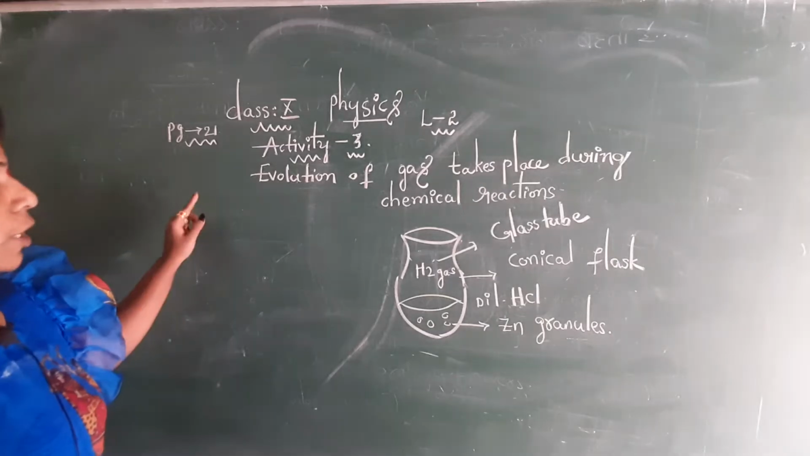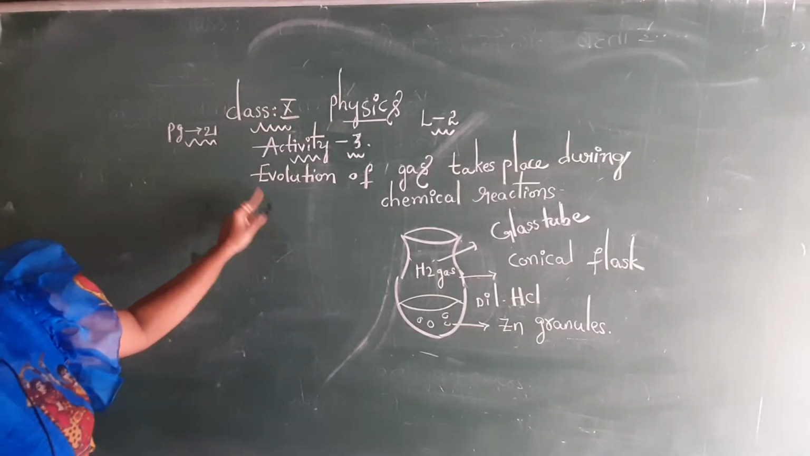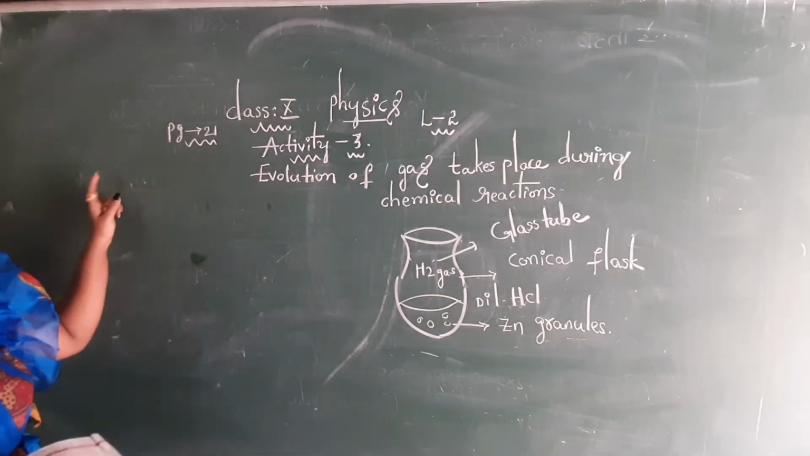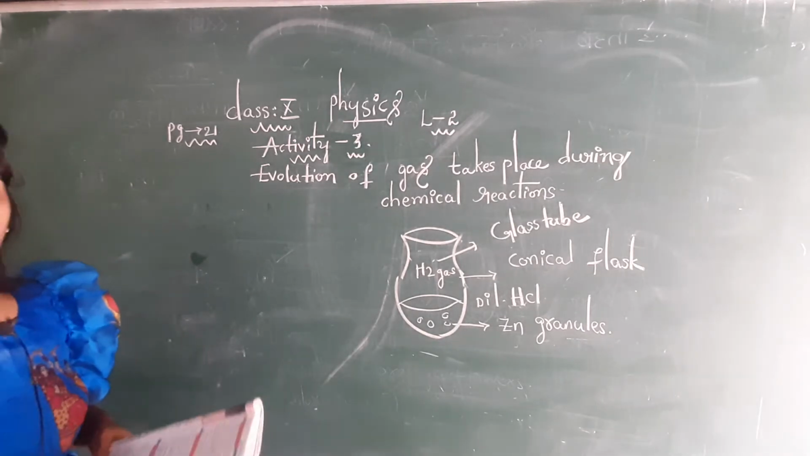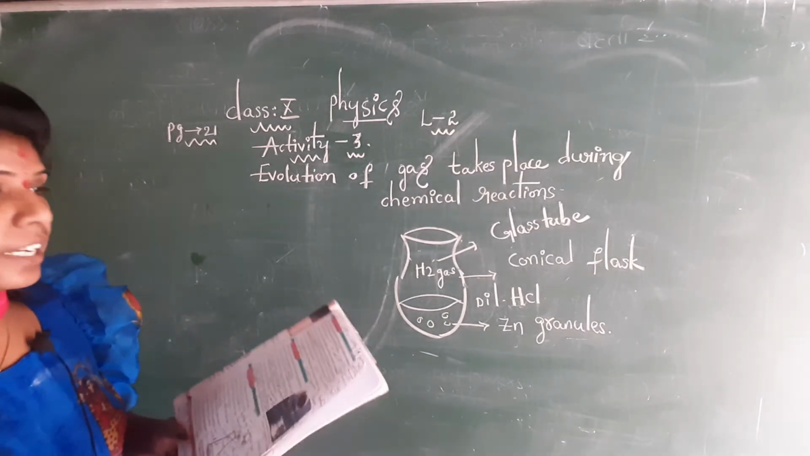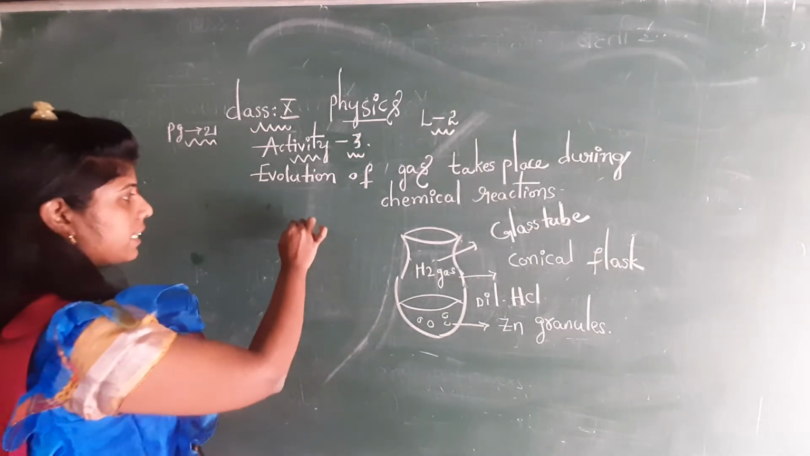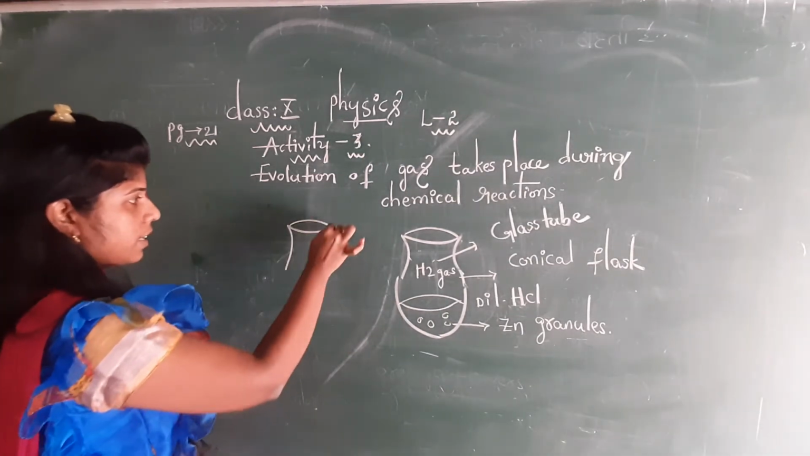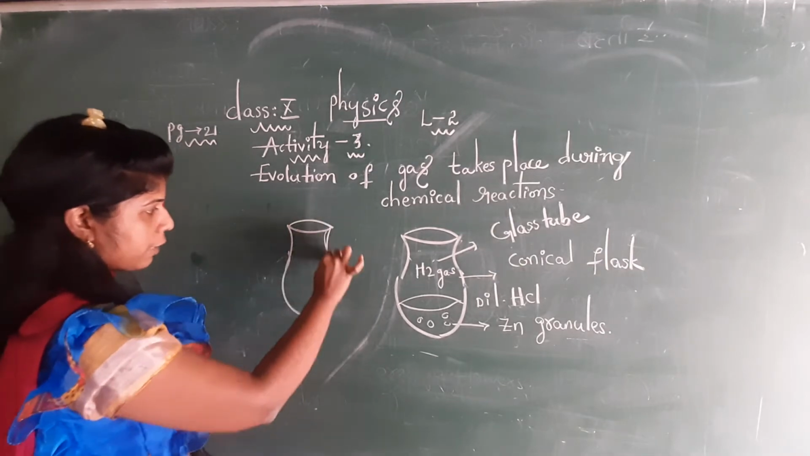Look, today I am going to explain Activity 3 from 10th class, page number 21. Open your textbook and look at the activity. Take a few zinc granules in a conical flask. So what are we selecting here? Zinc granules. Let us consider a conical flask.